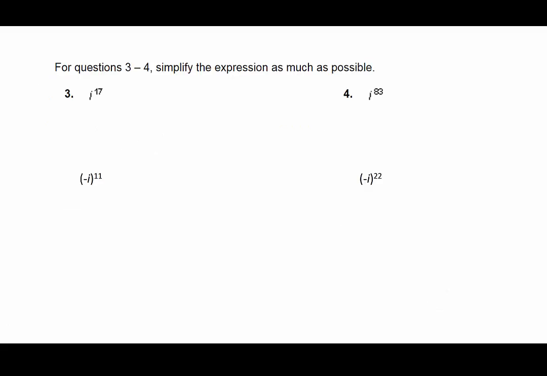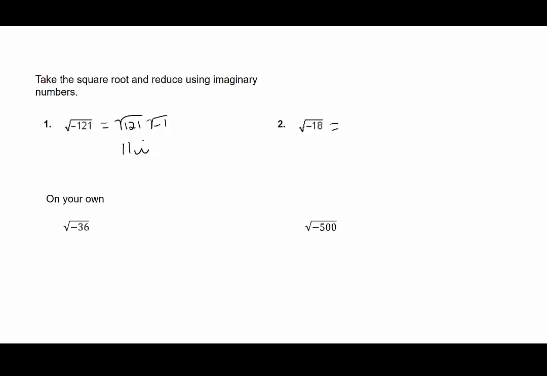The next problem, the square root of negative 18. Well, now we have a perfect square part, a leftover part, and negative 1. The square root of 9 is 3. The square root of negative 1 is i. And we are left with a 2 inside the square root sign. The next two are for you to do on your own. So stop the video and do the next two.